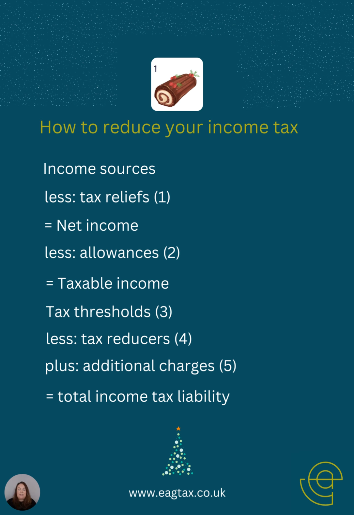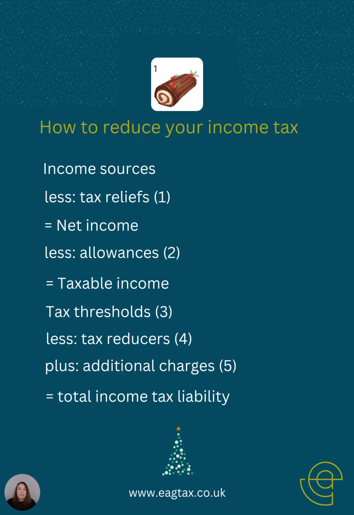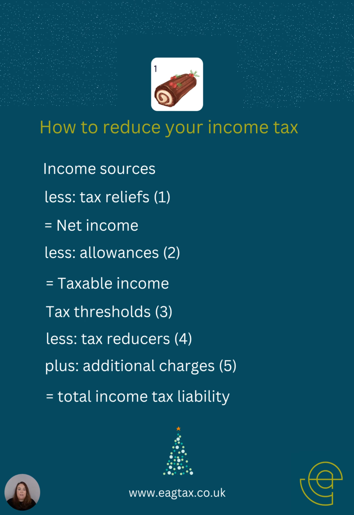Your net income is then reduced further by allowances at point 2, such as your tax-free personal allowance. Remember, for married couples, 10% of the personal allowance can be transferred from one spouse to the other, so long as they are a basic rate taxpayer. For those earning over £100,000, the personal allowance begins to reduce.